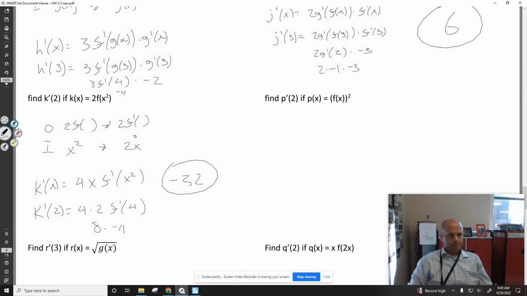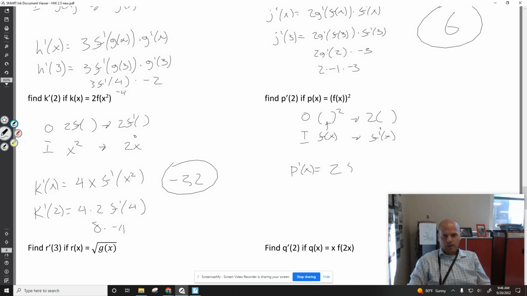Okay, this guy is an O and an I. Outside is the square, the inside is f of x. Derivative of the outside 2 stuff, the derivative of the inside f prime of x. Don't need to use the chain rule with f of x. The derivative of the inside is just 1. So multiply these together. I have 2, what starts in the parentheses stays in the parentheses. So 2 f of x times f prime of x.